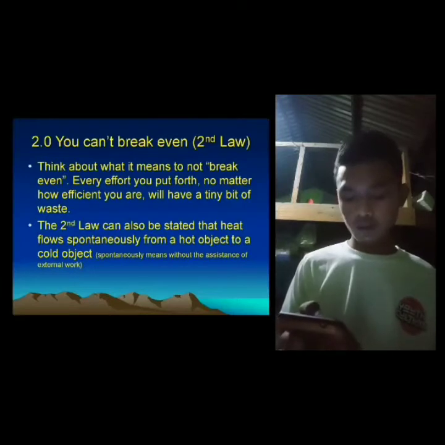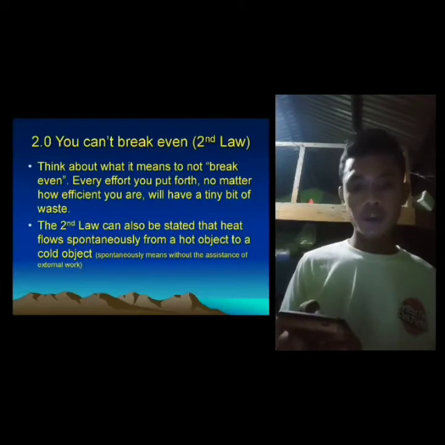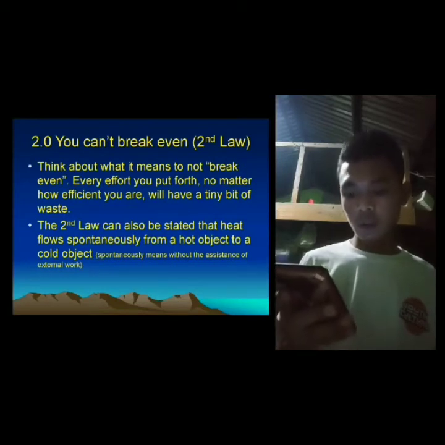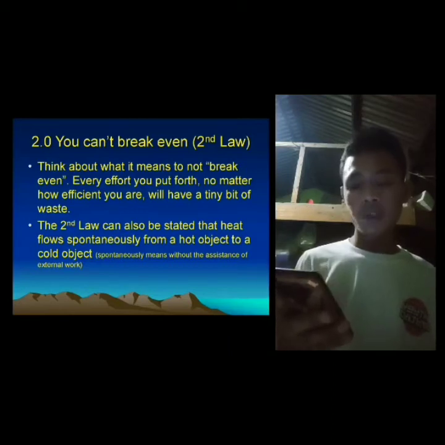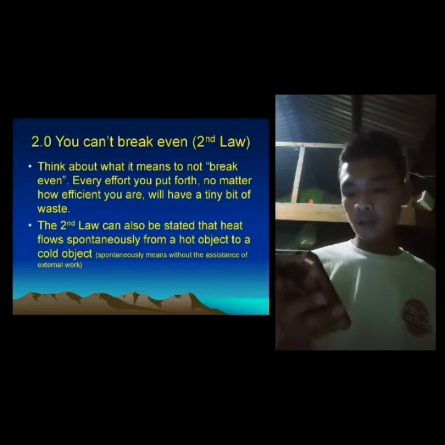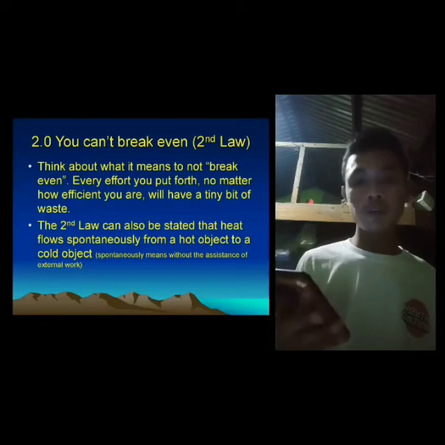Second law of thermodynamics, 2.0: You can't break even. Think about what it means to not break even. Every effort you put forth, no matter how efficient you are, will have some tiny bit of waste. The second law can also be stated as heat flows spontaneously from a hot object to a cold object.